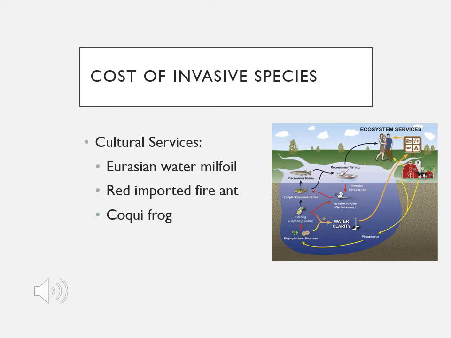If a 1% loss in recreation revenue as a result of this species were to occur, $500,000 would need to be spent annually in control and repairs.